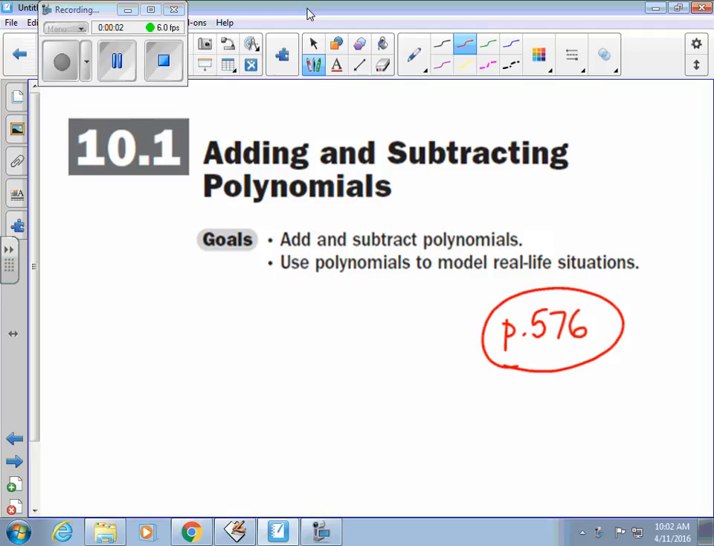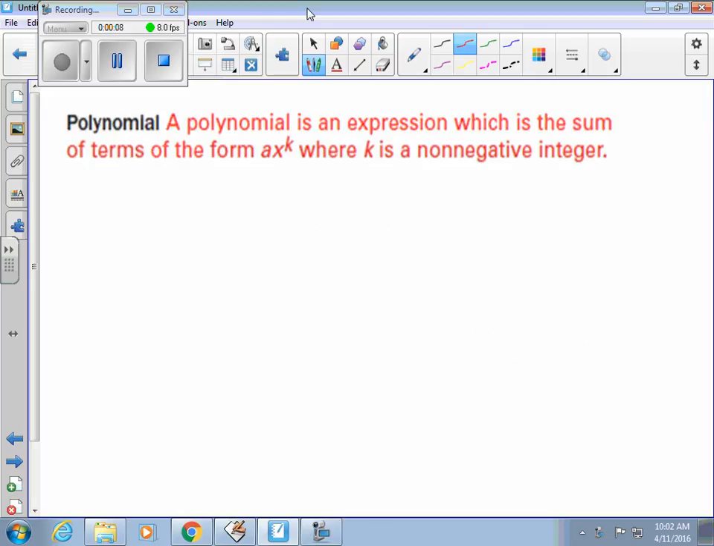This is Algebra 1, Lesson 10.1. We're adding and subtracting polynomials beginning on page 576. Got a bunch of definitions to start.